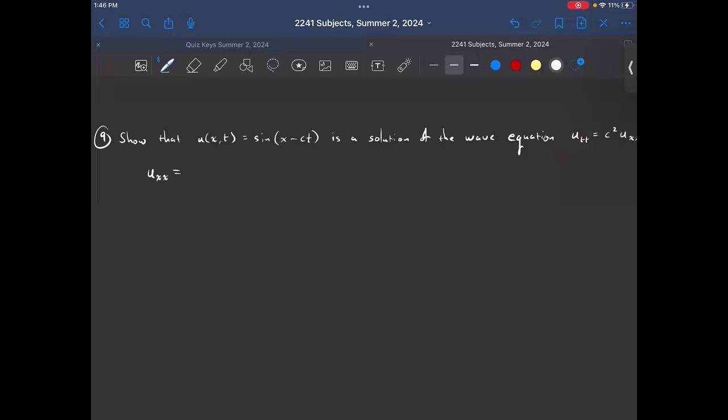In this case, let's compute the first derivative first, and then we'll compute another derivative. So here we have cosine of x minus ct times the derivative of x minus ct with respect to x. That's constant, so it's 0 in the derivative. That gives me a 1. So I just have cosine of x minus c times t. All right, now I take the derivative of that one more time with respect to x, and the same sort of thing happens. I have minus sine of x minus ct.